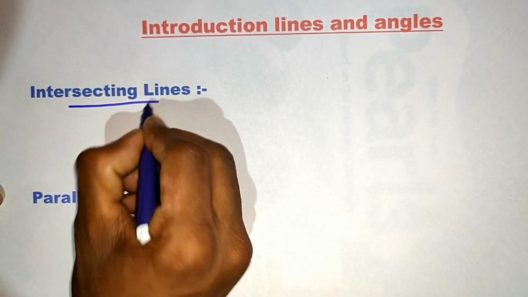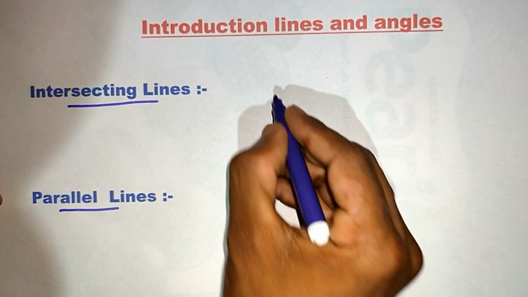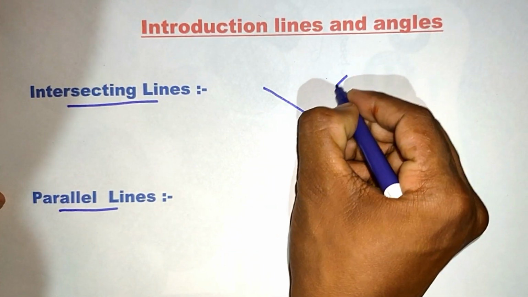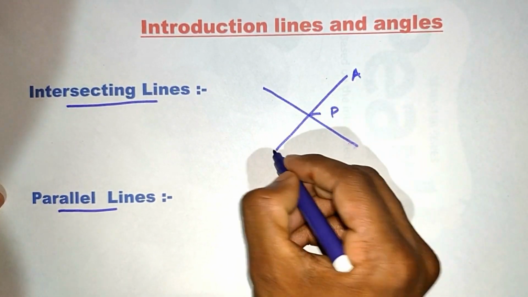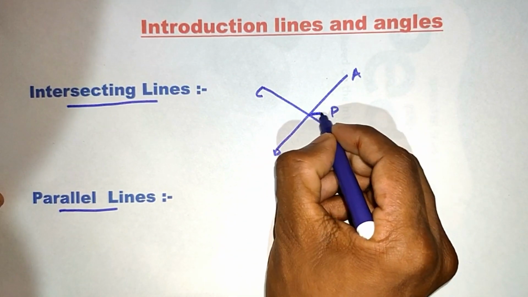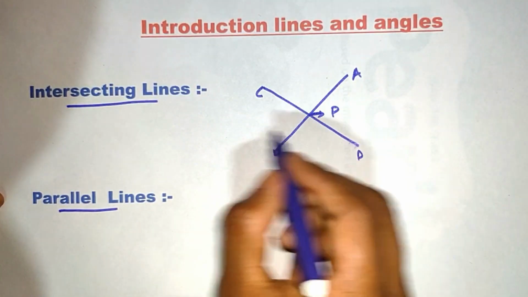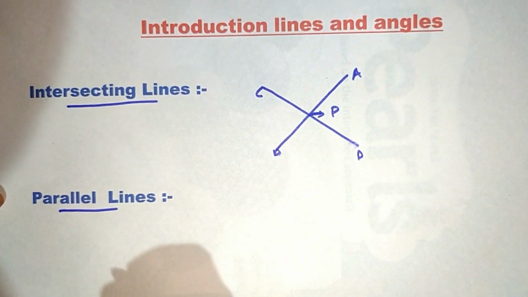Now intersecting lines and parallel lines. What is intersecting lines? Suppose I am drawing two lines and they intersect at a point P. This is AB, this is CD, and these two lines intersect at a point P. These two lines are called intersecting lines because they are intersecting at a point.